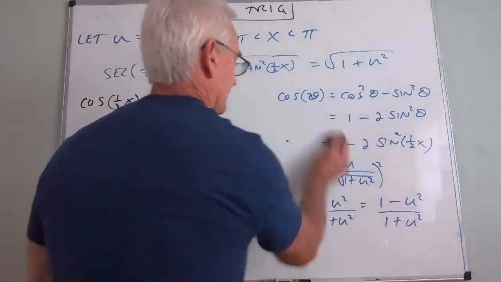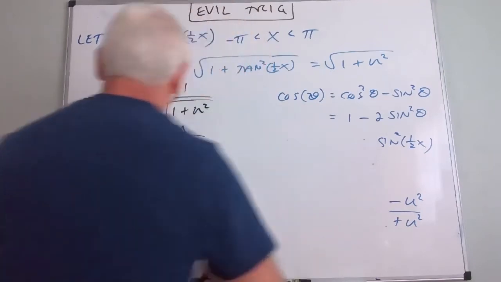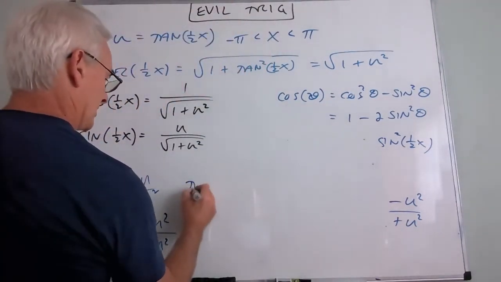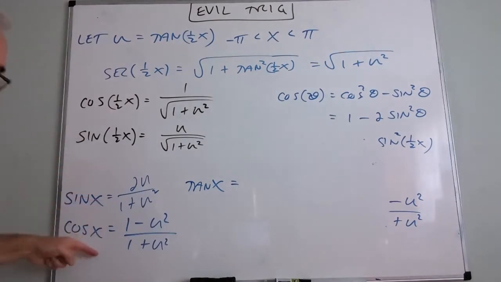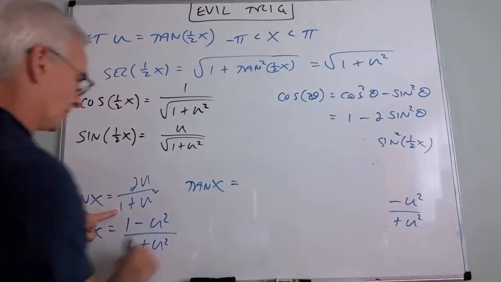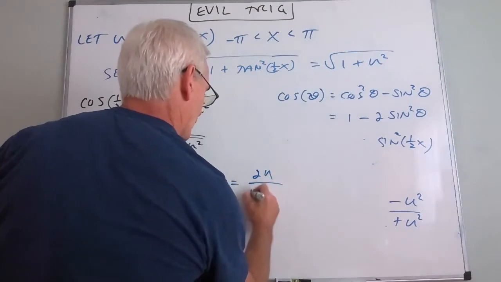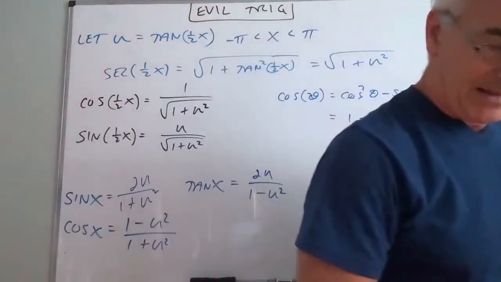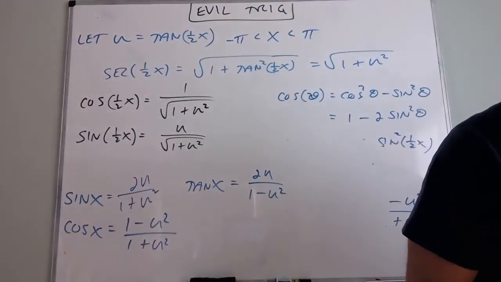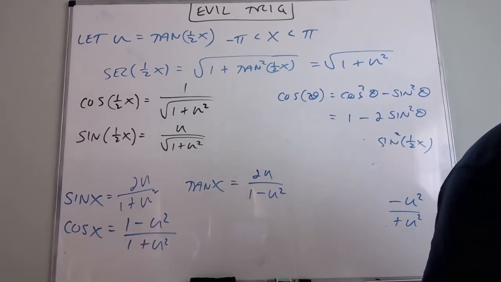Let me erase this. We're almost done. We only have 2 things left to do, and one of them is tangent. So the tan x is this over this, so the 1 plus u squareds will cancel, and I'll get 2u over 1 minus u squared. Okay, everybody see that one? So that's just beautiful.